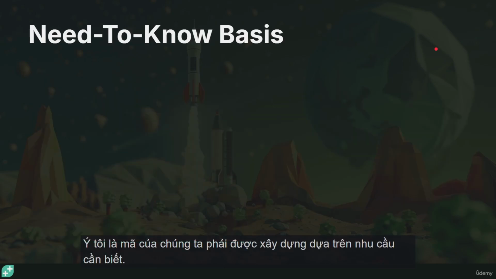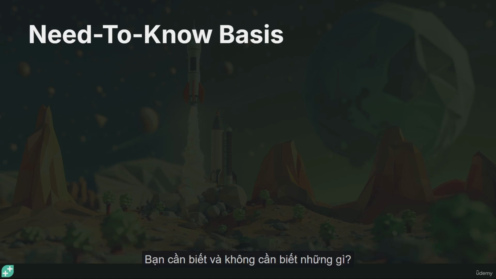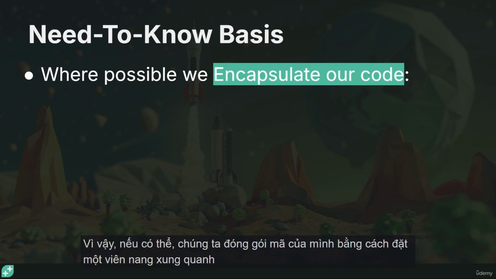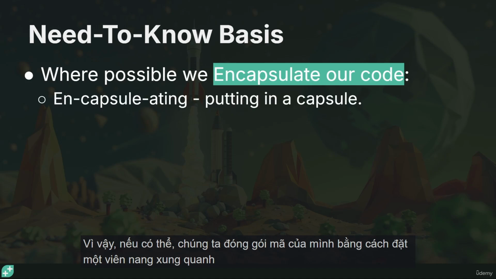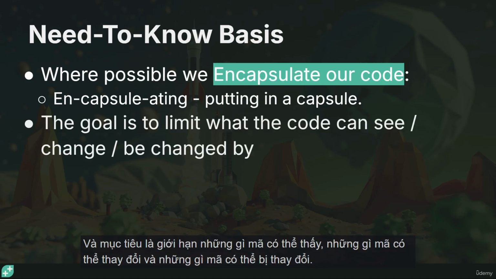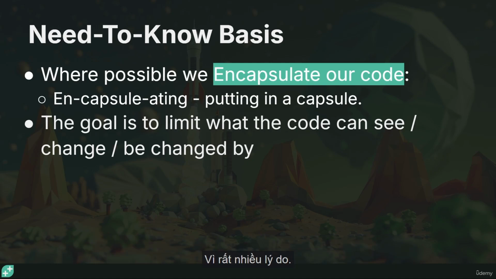What I mean by that is our code should be constructed on a need-to-know basis. What do you and don't you need to know? And the word we use is encapsulation. So where possible, we encapsulate our code, where we're putting a capsule around it, so it only knows about itself. And the goal is to limit what the code can see, what it can change, and what it can be changed by for a whole bunch of reasons.